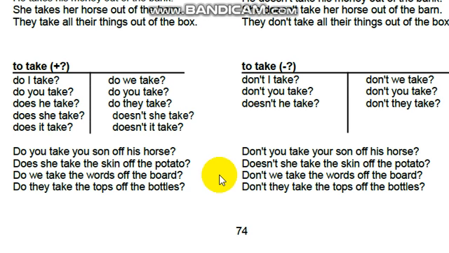Do they take the tops of the bottles? Don't they take the tops of the bottles?